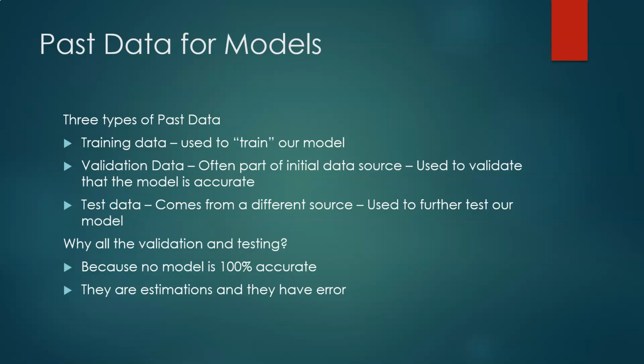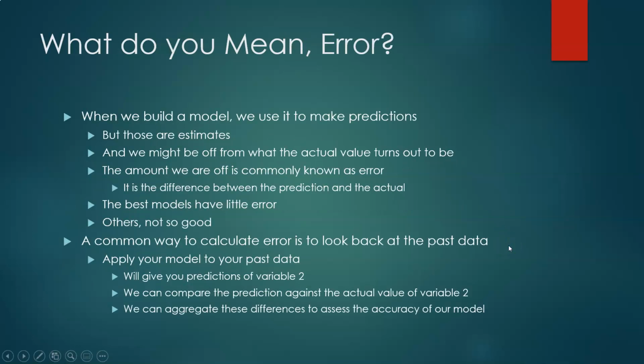So why all the validation and testing? Well, because no model is going to be 100% accurate. They are estimations. They make guesses at what the predicted value is going to be. And they're going to have error. What do you mean by error? When we build the model, we use it to make predictions, but those are estimates. And we might be off from what the actual value turns out to be.